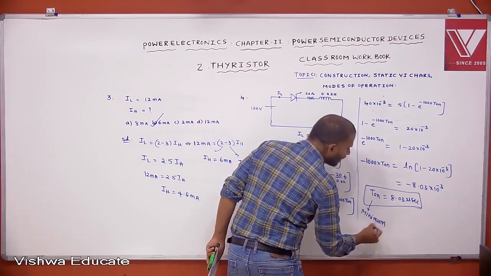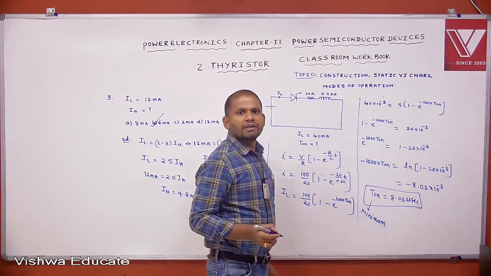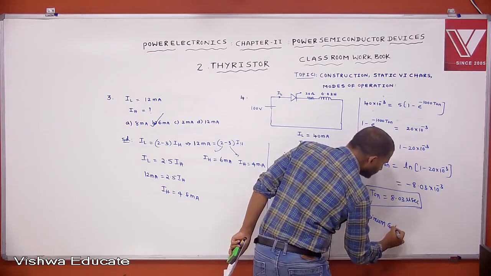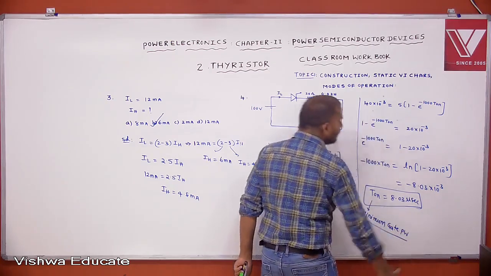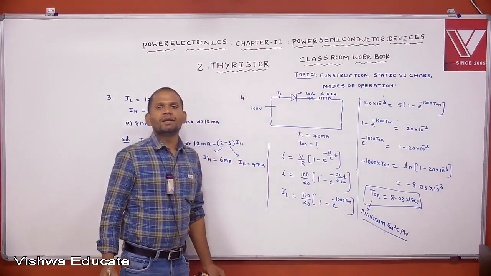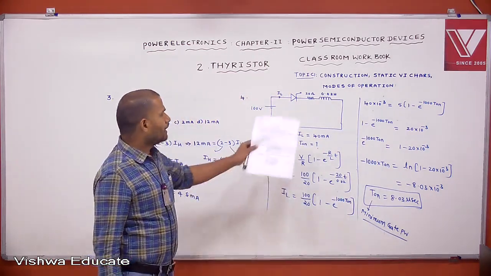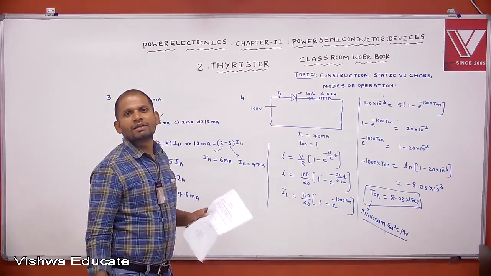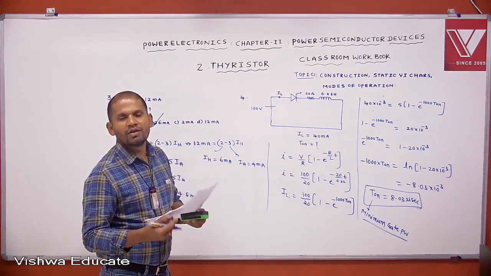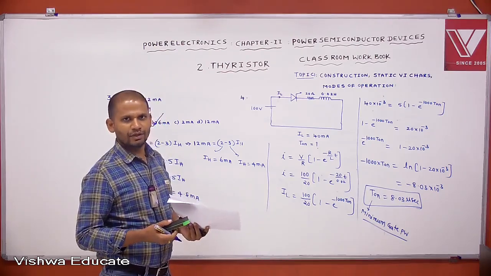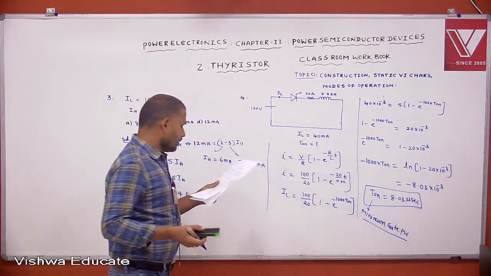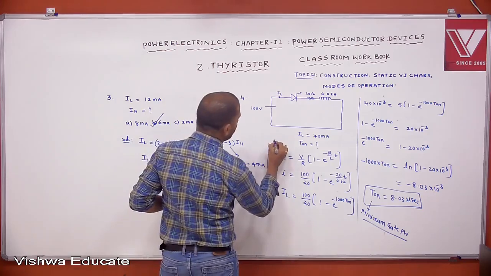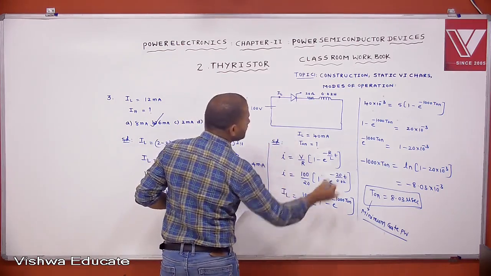Gate pulse width in the sense minimum gate on time. Minimum, the gate supply must be connected 8 microseconds. Minimum gate pulse width for reliable turn on of SCR. Gate pulse width is nothing but a gate on time. Clear? Just we are calculating the time corresponding to latching current. That gives the minimum gate pulse width for reliable turn on of SCR. So, okay. Then you go for, this is question number 4 and this is the solution for this problem.